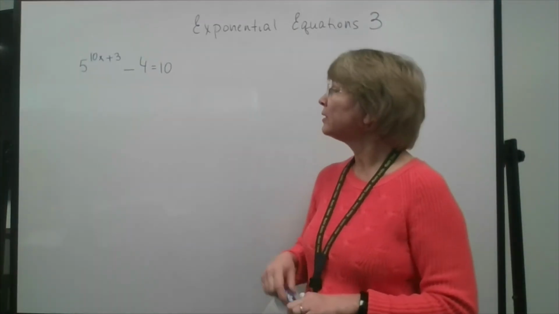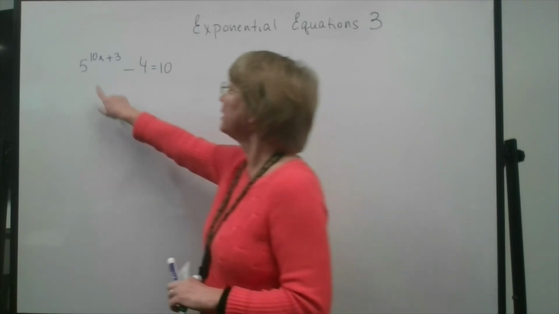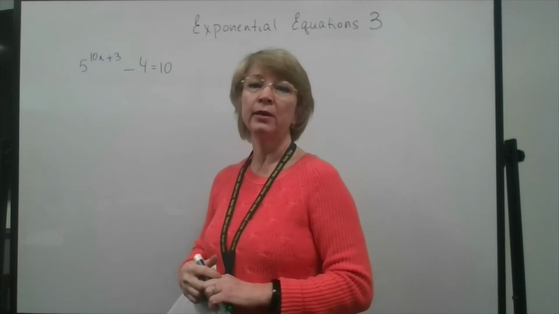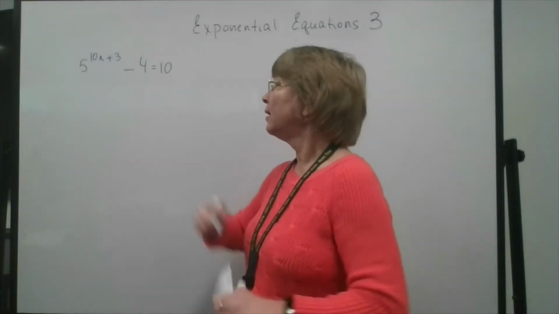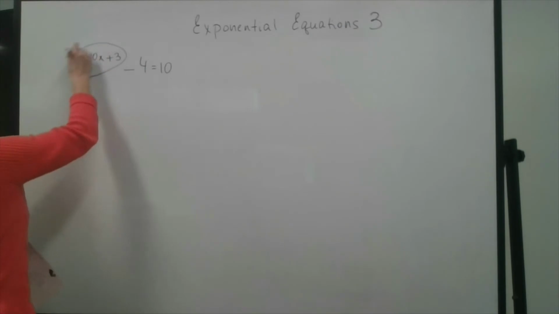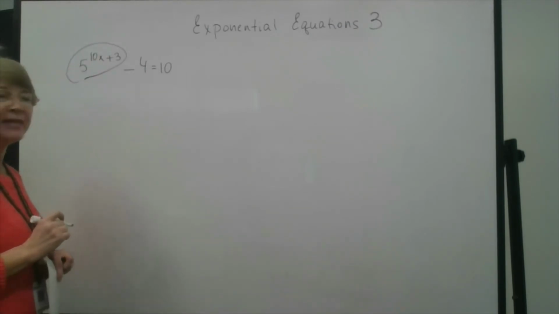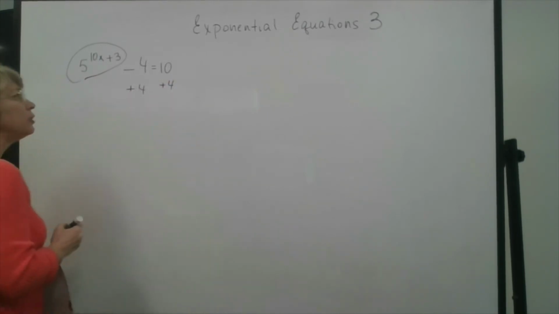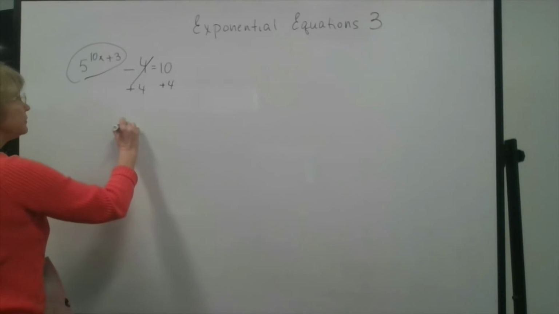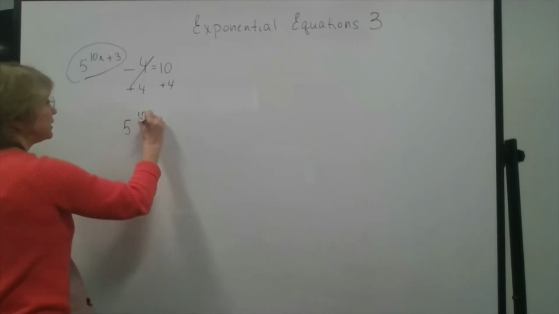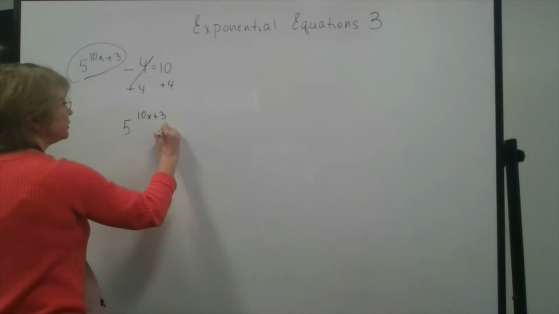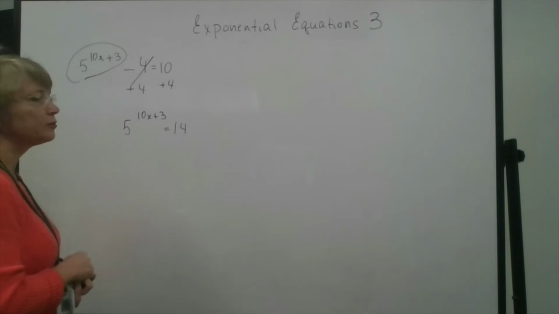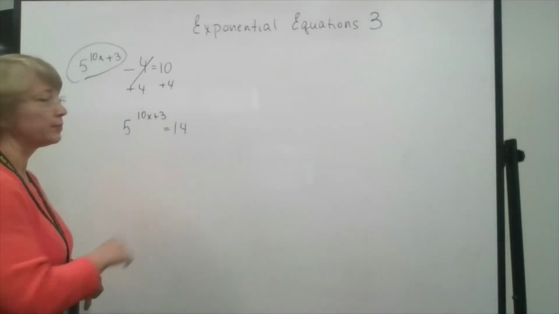The second example in this video is 5 to the power 10x plus 3 minus 4 is equal to 10. Again, there are no tricks here. We want to have the base to the exponent on one side, so we will add 4 to both sides. It will be 5 to the power 10x plus 3 is equal to 14. Try to solve this equation on your own and check your work.